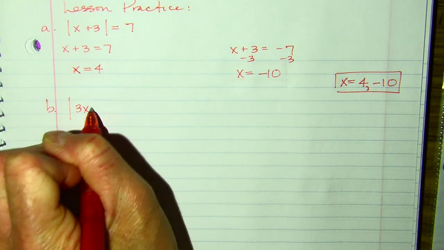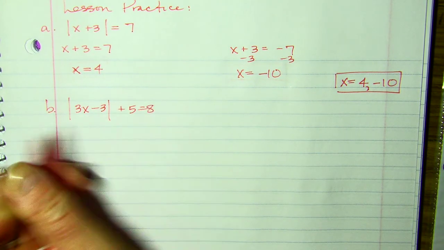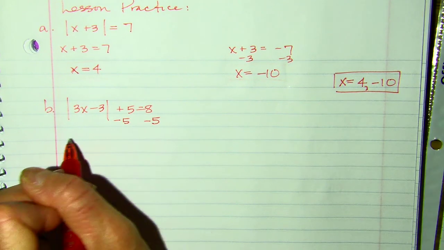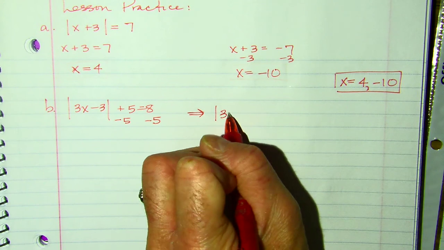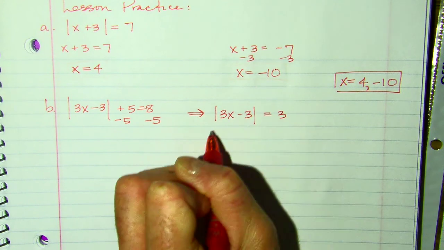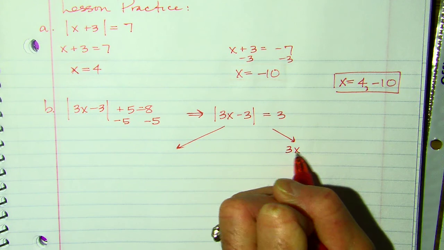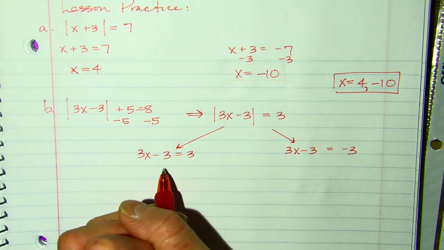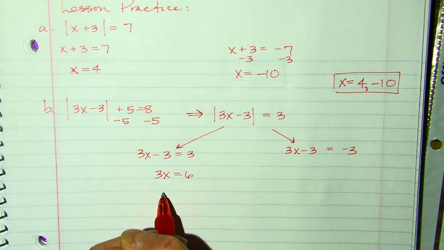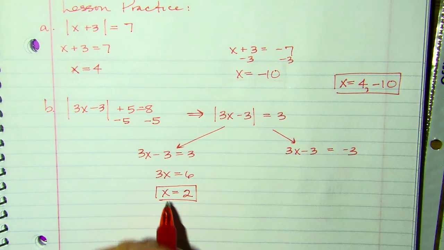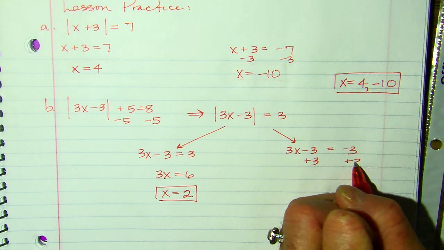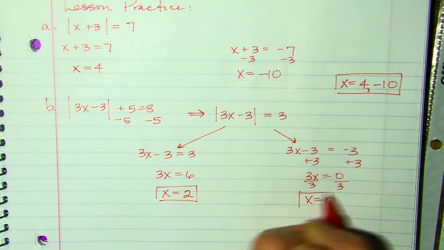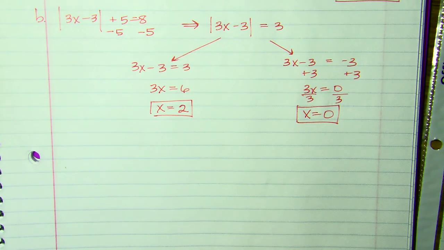Next one, solve the absolute value of 3x minus 3, plus 5, equals 8. Again, the first thing I have to do here is isolate the absolute value. So I get the absolute value of 3x minus 3 equals 3. Write my two equations. 3x minus 3 equals negative 3, and 3x minus 3 equals 3. So I would add 3, that would give me 6. Divide, that would give me 2. Add 3 would give me 0. Divide by 3 would give me 0. So my two values are x equals 2 and x equals 0.